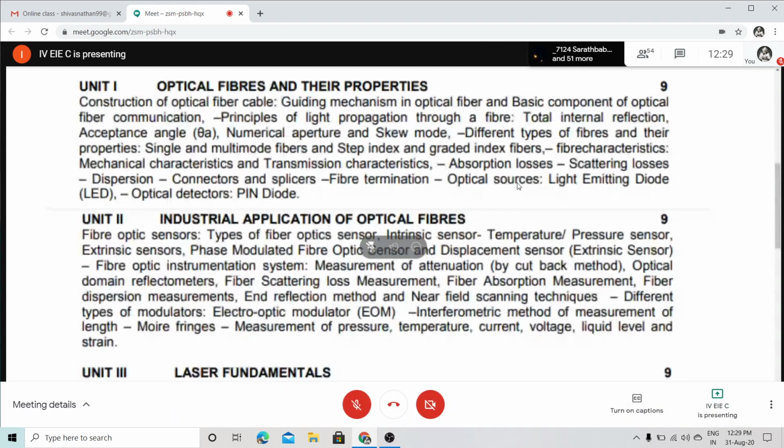Literally, what a sensor is. Definition of a sensor. What does it do?